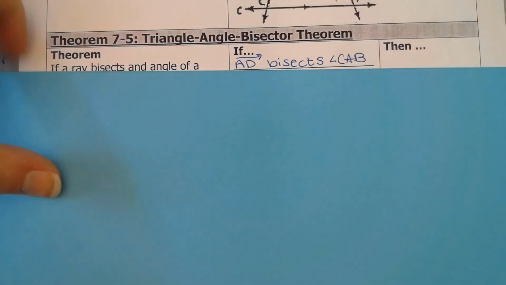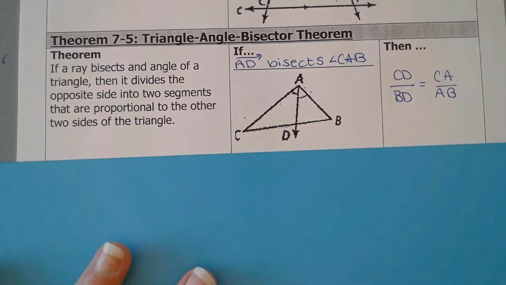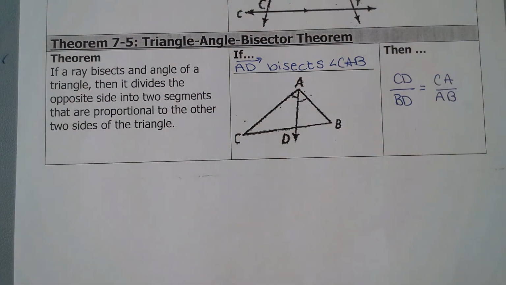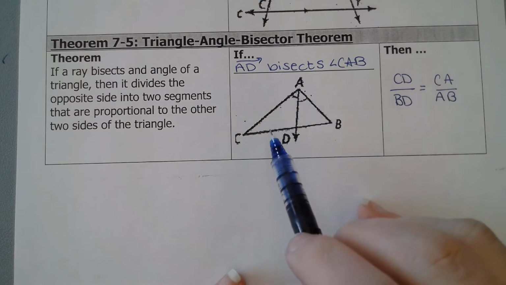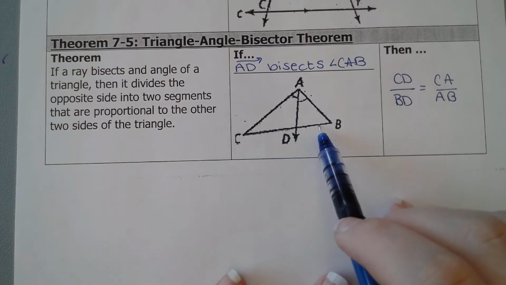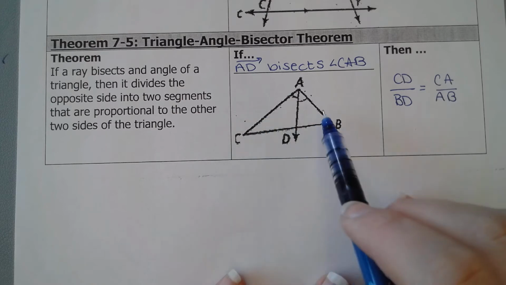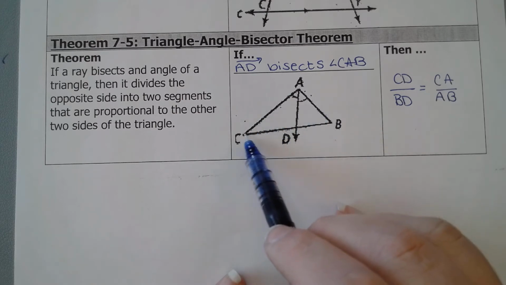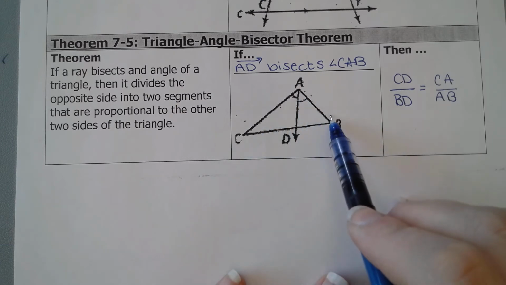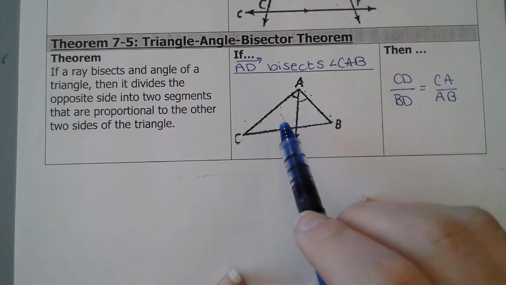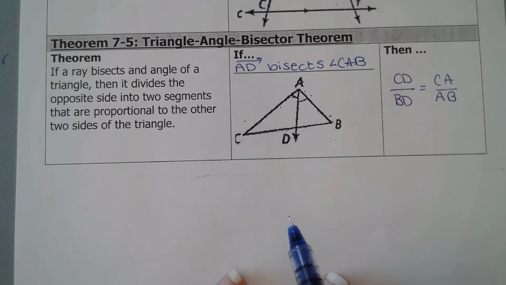Our last theorem is the triangle angle bisector theorem. If a ray bisects an angle of a triangle, then it divides the opposite side into 2 segments that are proportional to the other 2 sides of the triangle. Meaning, if I bisect an angle, then you end up having these 2 sides. Now these 2 sides are not equal, but they are proportional to the sides of the triangle that were not cut. So CD over BD is equal to CA over AB. All of this ends up being proportional. These 2 triangles end up being similar.